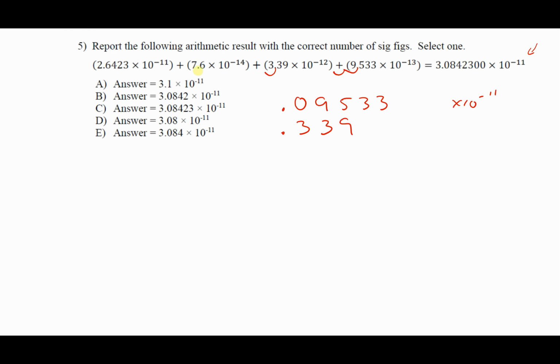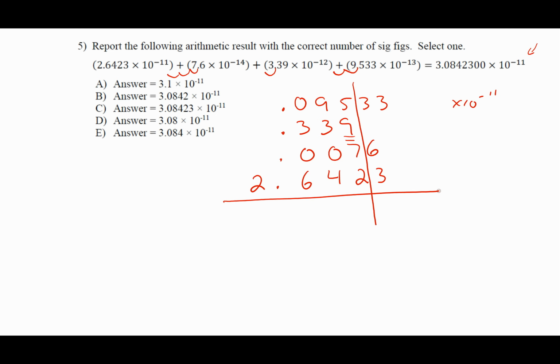This is 10 to the 14th. So 1, right? So that's 13, 12, 11. So 0.0076 times 10 to the 11th. And of course the last one is just 10 to the 11th, so 0.26423. And as you can see, the highest uncertainty is in this third decimal place. So when we add these together, the answer will be E, that third decimal place.